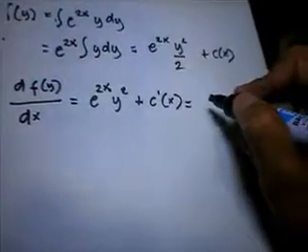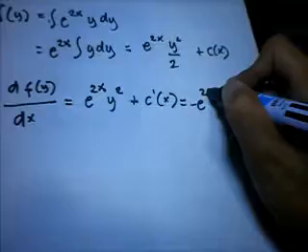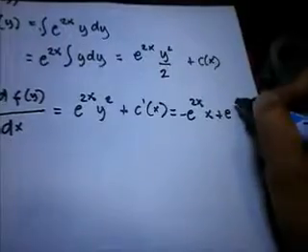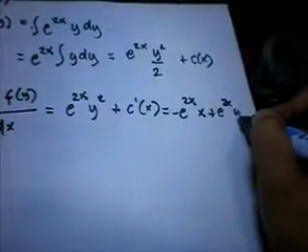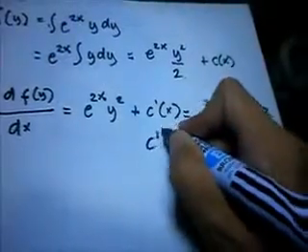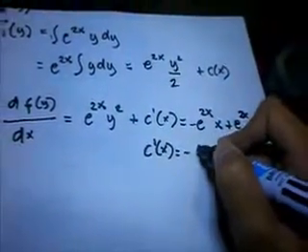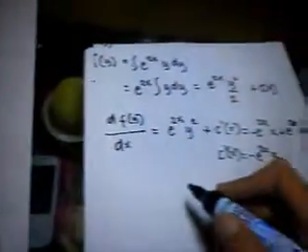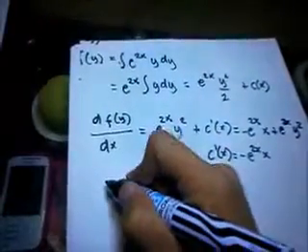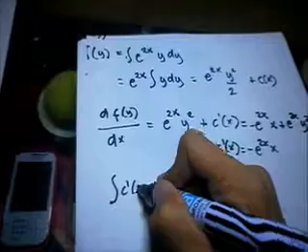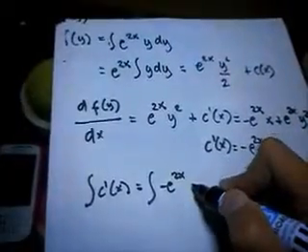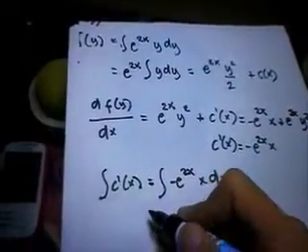So we have negative e to the 2x x plus e to the 2x y squared, and simply we get c prime of x is just equal to negative e to the 2x times x. To get c of x, we need to integrate c prime of x, which is negative e to the 2x x dx.